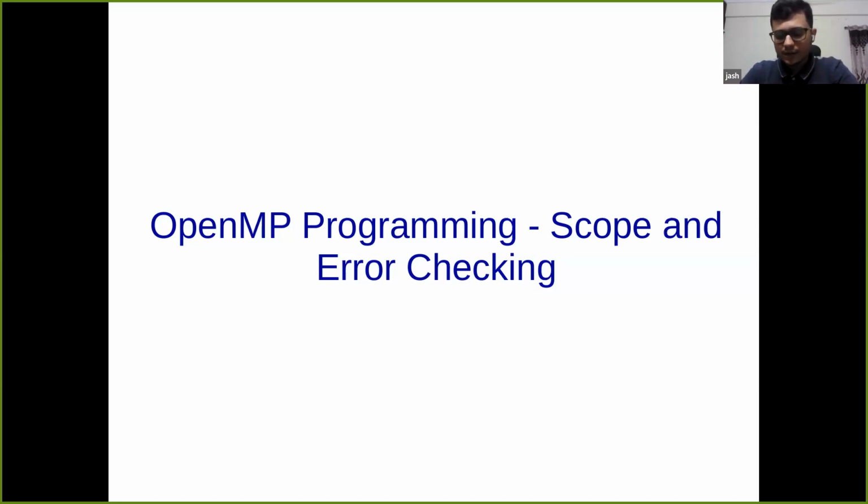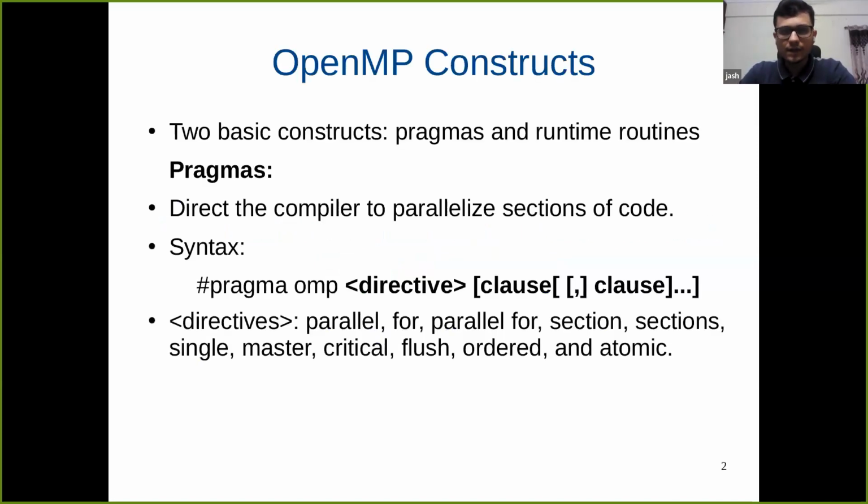And later towards the end of the session, we saw OpenMP constructs. Just to recap, we saw two things here: pragma and runtime routine. Pragmas are something which directs the compiler to parallelize a section of code. And we saw this syntax: the way to define any pragma is to write hash pragma omp followed by directive and clause. The directive can be any of these, parallel, for, or parallel for, and so on. And a clause can be something that gives more information on this directive.